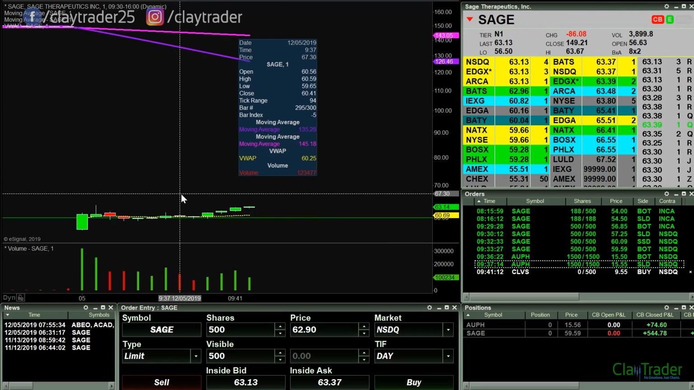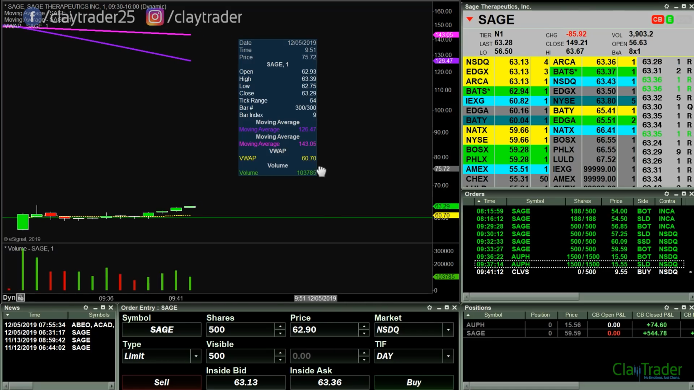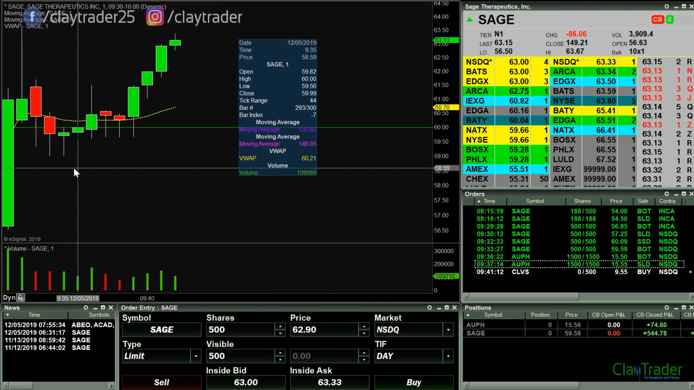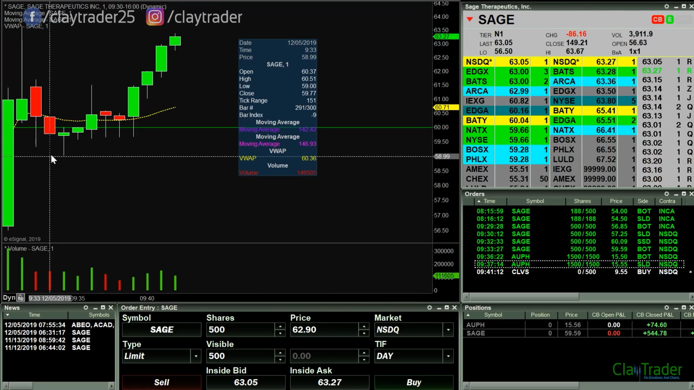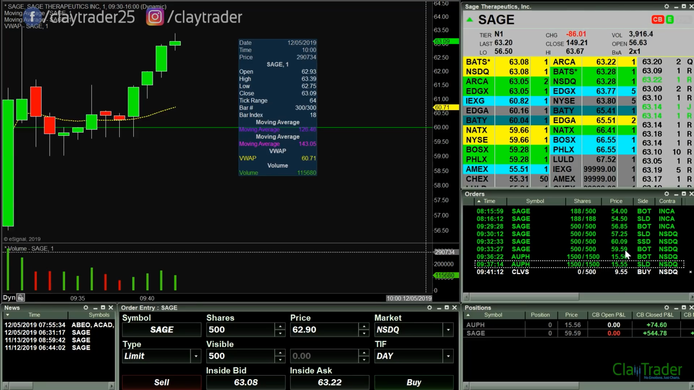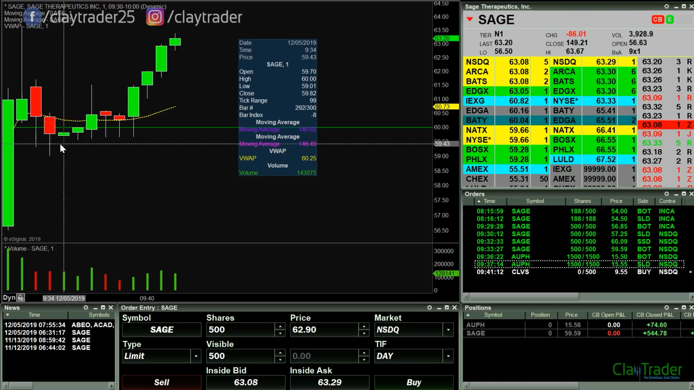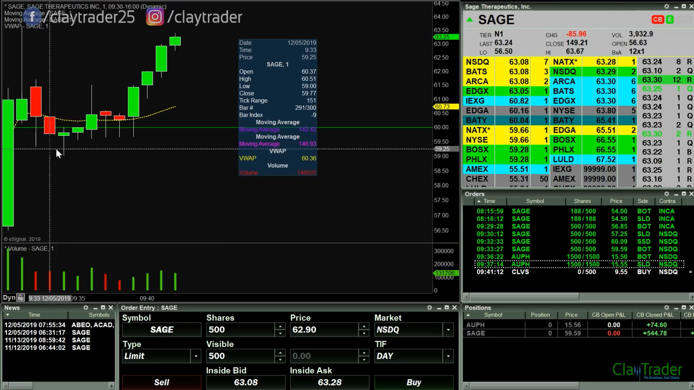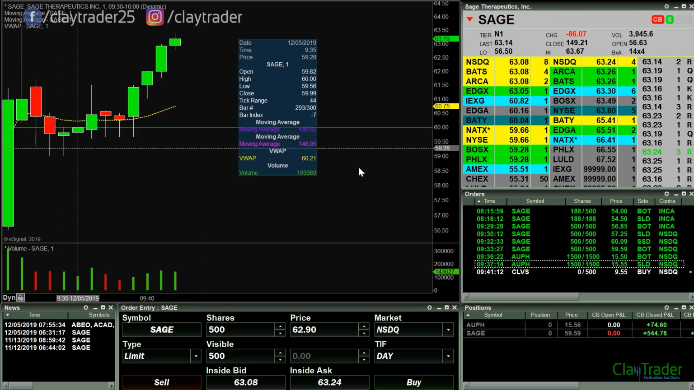Little update on Sage here. What I'm going to do, I'll just move the chart over here so it becomes a little bit easier to see. But yeah, I really feel good about that. What was the low? The low it got was 59.05. I got out at 59.59. So yeah, I pretty much almost nailed the bottom of this. So feel very, very good about that. Just taking what it was willing to give me.